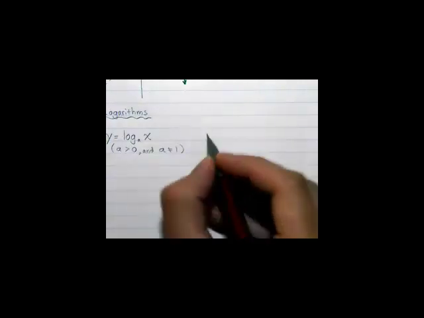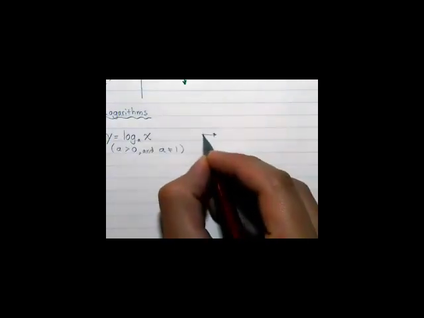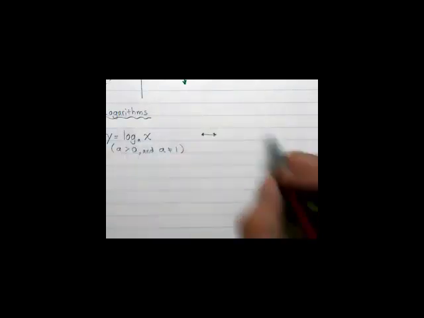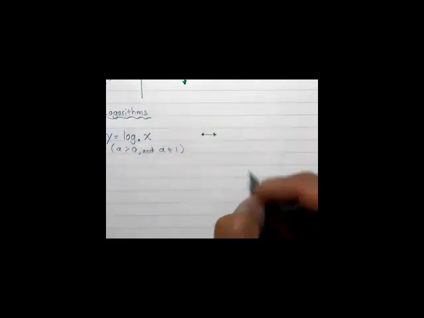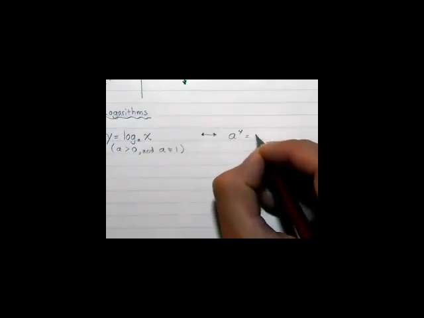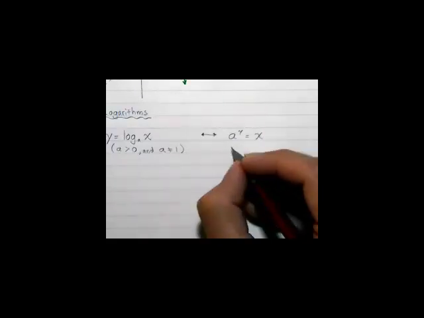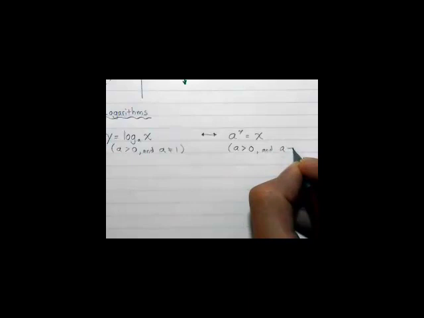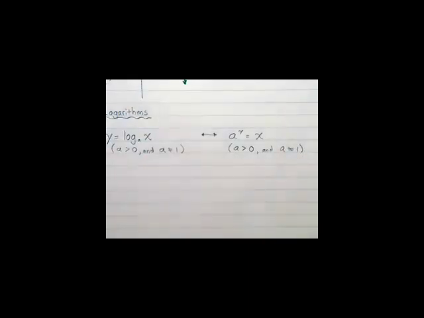Okay, now the reason for that, like I said, if I'm going back and forth between a log and an exponential, if this is the log equation, then the exponential equation from whence it came is going to be a raised to the y equals x. And we've got those same restrictions on a. A has to be greater than 0, and a can't be equal to 1. So can we make sense of why those two restrictions are there on a based on what we've studied about exponentials up to this point?